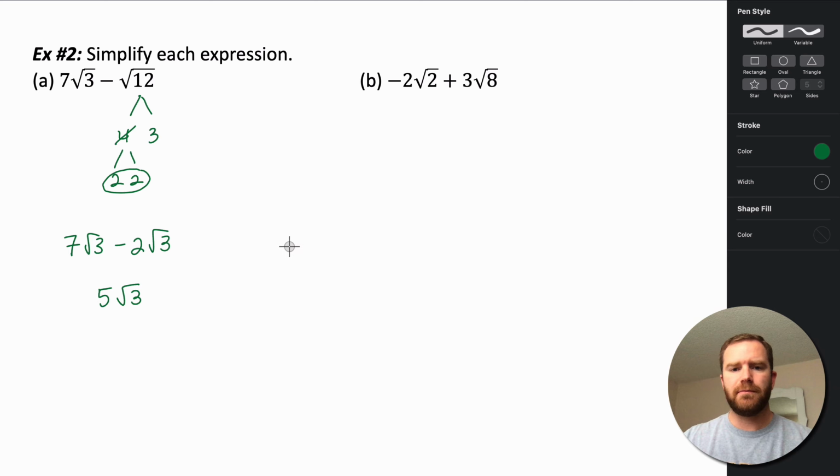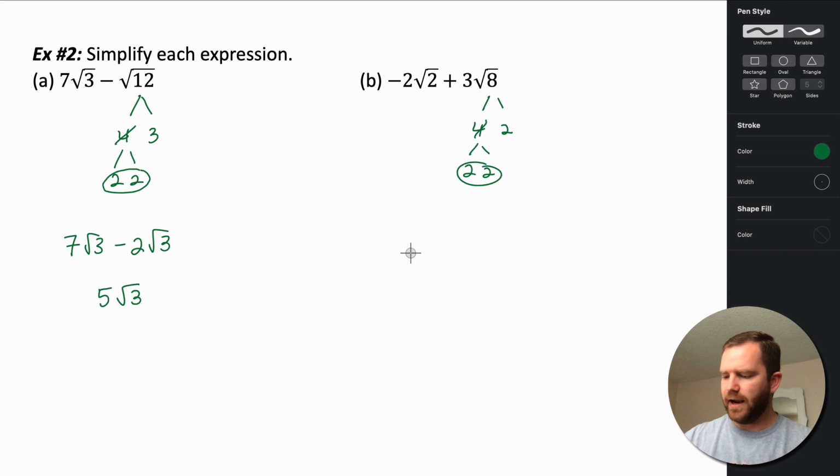What about this one? Can we add or subtract these two? At first glance, you might think no. But again, you have to think to yourself, can these be simplified before I try adding or subtracting? Square root of 2, again, is 1 and 2, so nothing can happen there. But what about the 8? 8 would be 4 times 2, and 4 is 2 times 2.